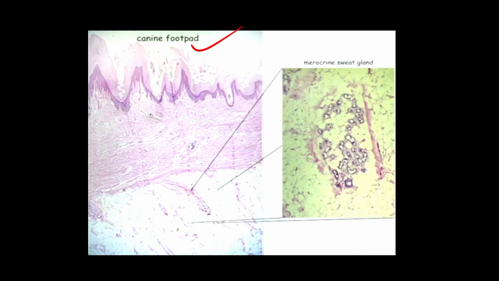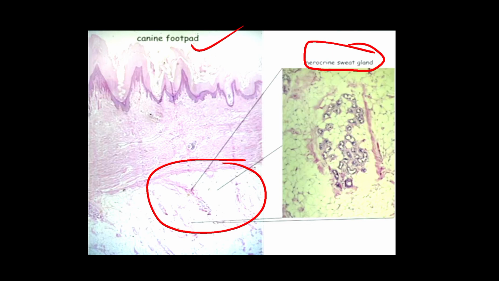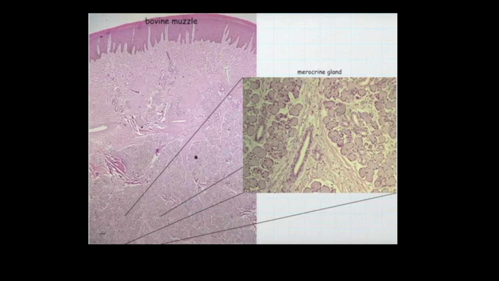Now, the canine footpad. The canine footpad has the other kind, the merocrine, which we already discussed. That is, the merocrine sweat gland is found in the canine footpad. In this location, we can find keratinized stratified squamous epithelium, then below that the connective tissue, and then below that the glands. That is a merocrine type, in which the exocytosis process leads to the secretion of sweat in the canine footpad.